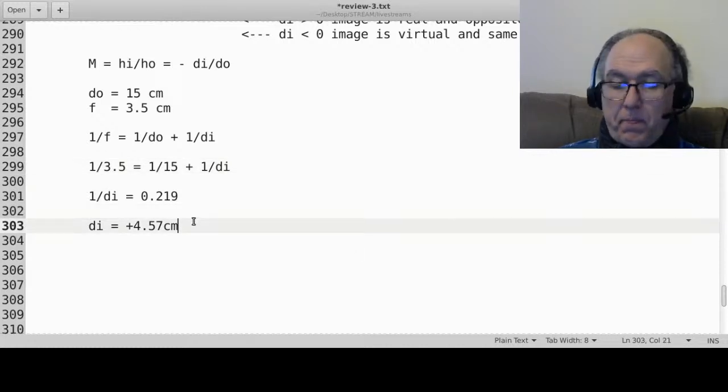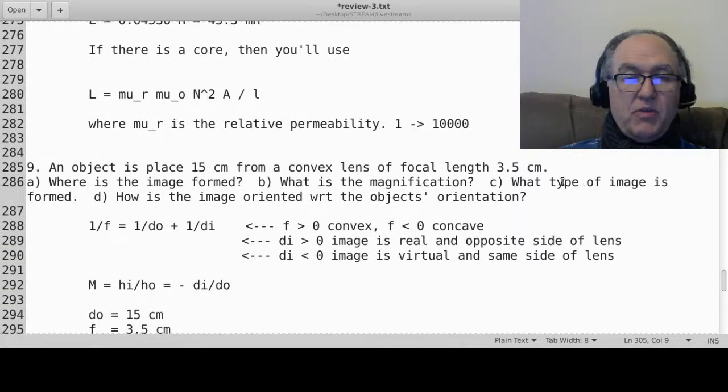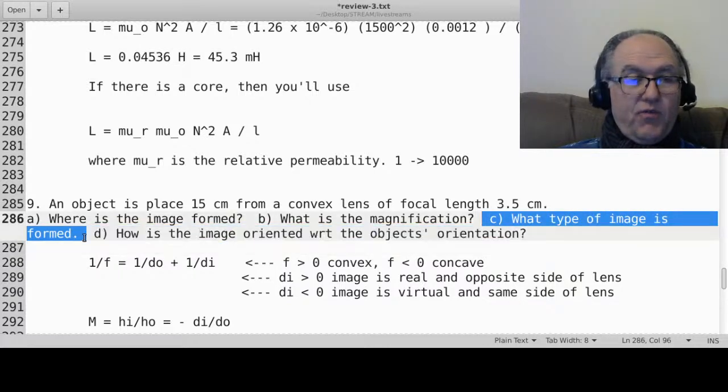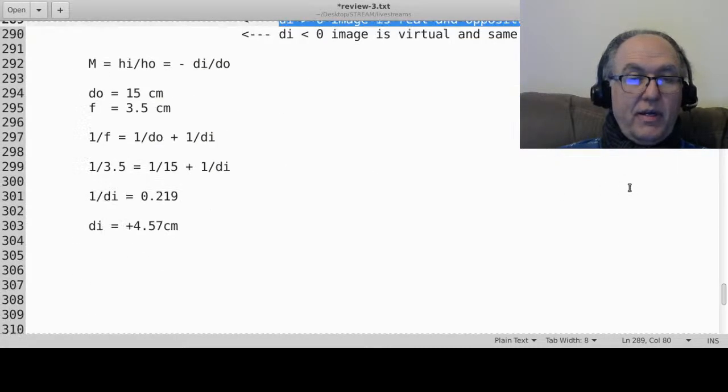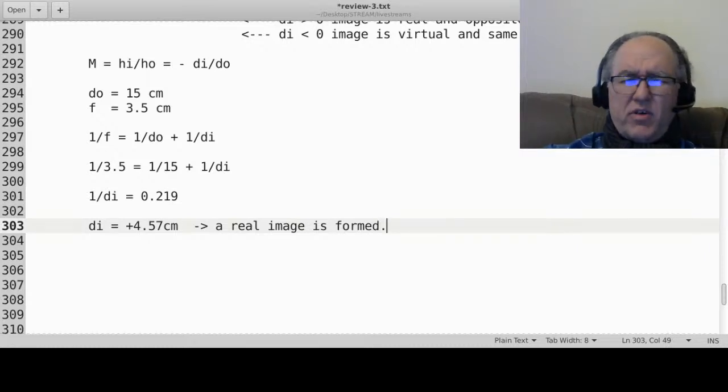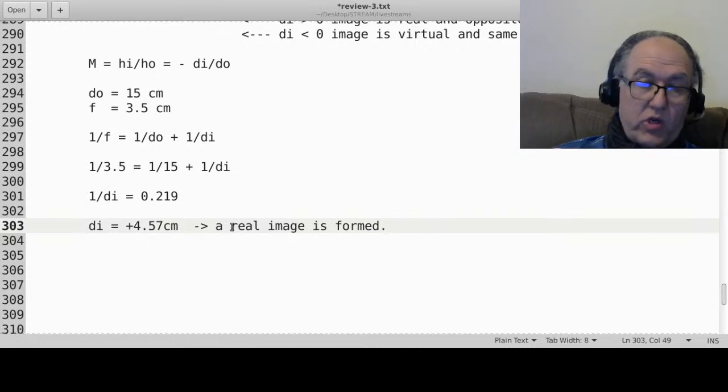So what situation are we in? What's my next question? Magnification, but let's take a look at question C first. What type of image is formed, and how is the image oriented with respect to the object's orientation? In other words, is it inverted or not? Let's do the first part. What kind of image is formed? If DI is positive, the image is real. Now, you might ask, isn't a virtual image real? It depends what you mean by real, but in this context, real means that the rays will converge to form the image. You can't put your eye there; you have to put a screen there, and the rays will converge onto the screen and project the image onto it. Because DI came out to be positive, I can conclude that a real image is being formed.